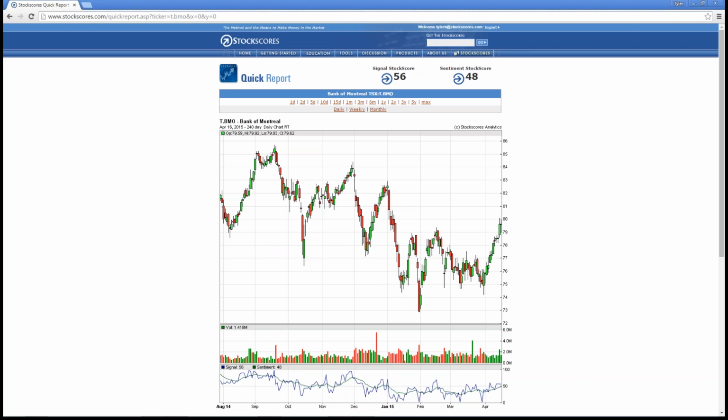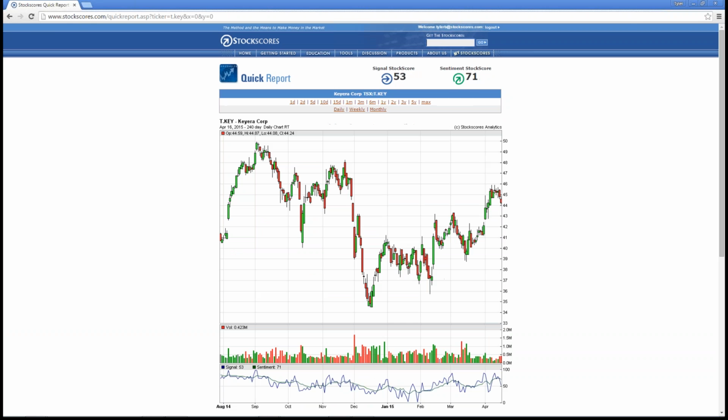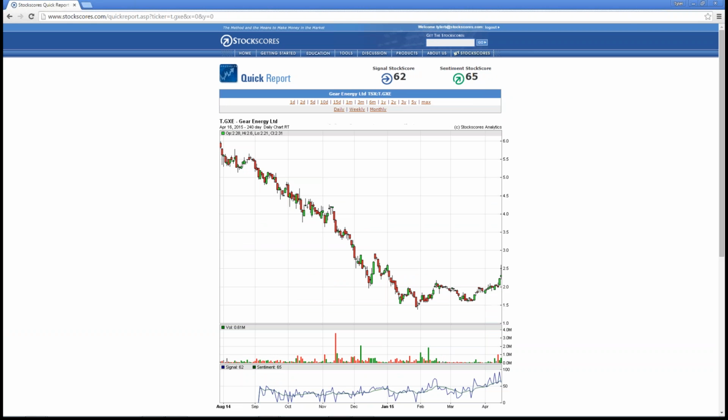I would avoid Bank of Montreal. Key. I would avoid this stock. GXE. I'm trying to go through these as fast as I can so I can get lots of them in because I got so many to answer. GXE. GXE is pretty good. Very similar to Surge Energy, so this is another candidate to consider if you want to own one or two energy stocks. This would be one to consider.